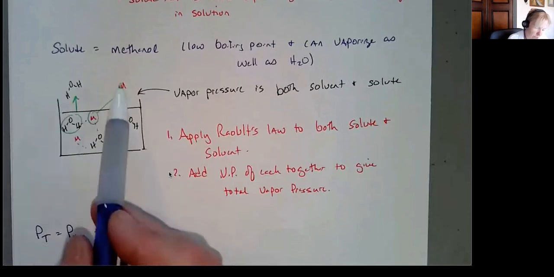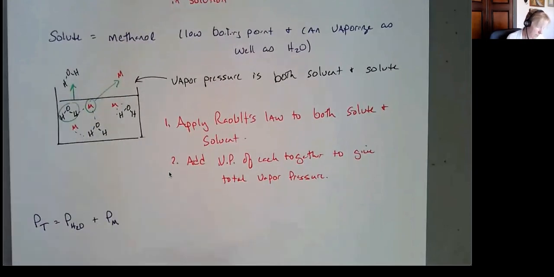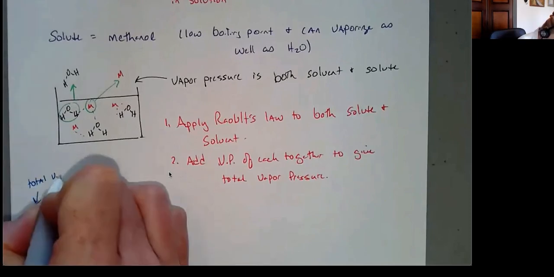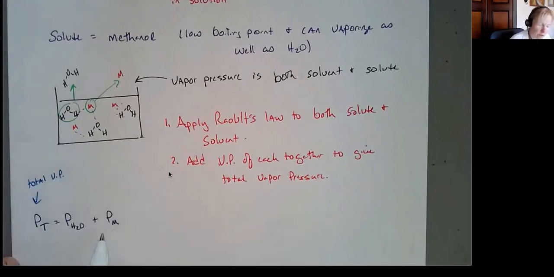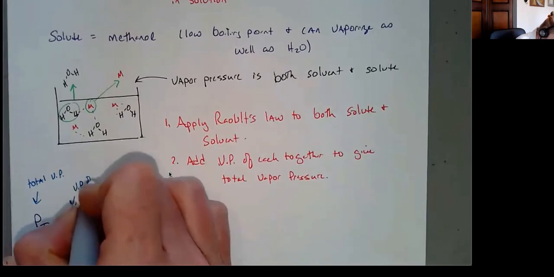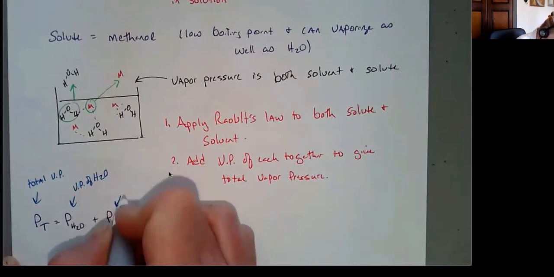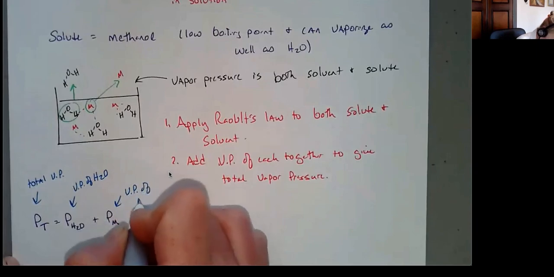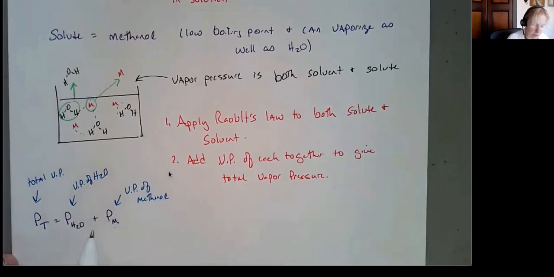So what is the pressure of these gases here above? So this would be my total vapor pressure. And now I have to consider both the solvent and the solute. This is the vapor pressure of water, and this is the vapor pressure of methanol. So I'm going to calculate these separately, and then as my second step, I'm going to add them together, and that's going to give me my total vapor pressure.